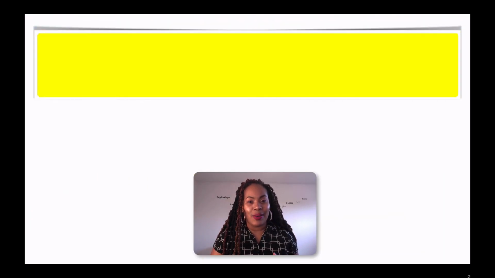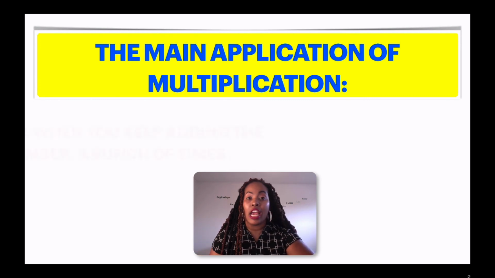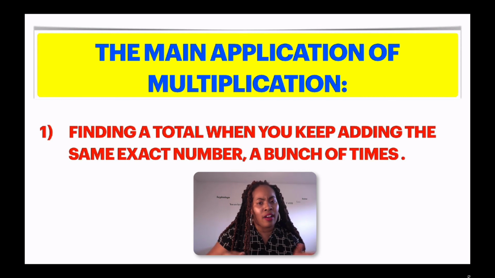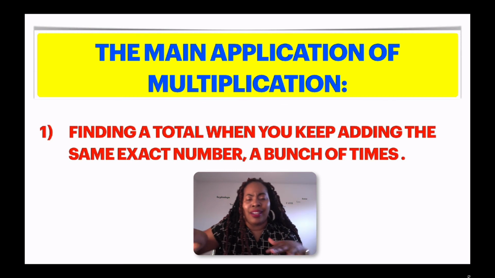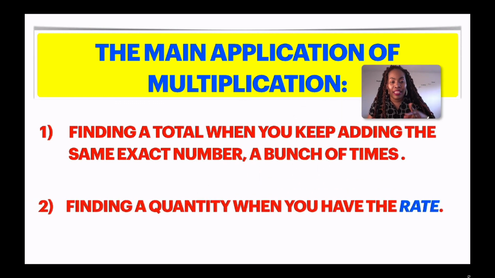So, let's do a quick review. So we said today that there are 2 main applications of multiplication. And those 2 are, number 1, finding a total when you keep adding the same exact number a bunch of times. And then we skipped adding a bunch of times. We just multiplied, right? Because we know it's like repeated addition. And then number 2, it's finding a quantity when you have the rate. And remember, the rate sounded like something per something, okay? And that could be like per hour or per dollar or per whatever. But just look for those rates, and especially that word per, okay? So total and per. Great work!